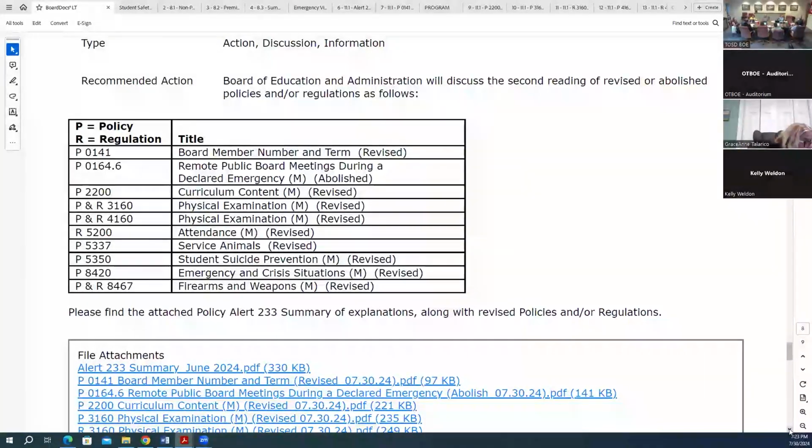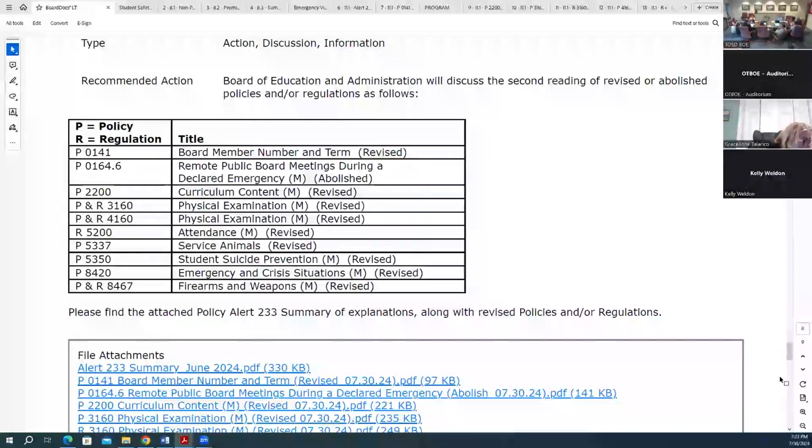And we are following up as well with the state for more clear guidance around that other question, hybrid type meetings. Anyone have any questions regarding the policies? No, I got it. It's clear as mud.